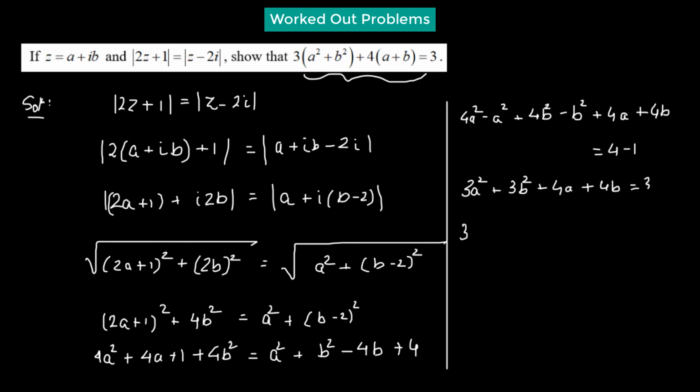Then from the first two terms we factor out 3, leaving us with a squared plus b squared, and from the third and the fourth term we factor out 4, which leaves us with a plus b, and the value is equal to 3, and this proves the given equation. So let's move on to the next question.